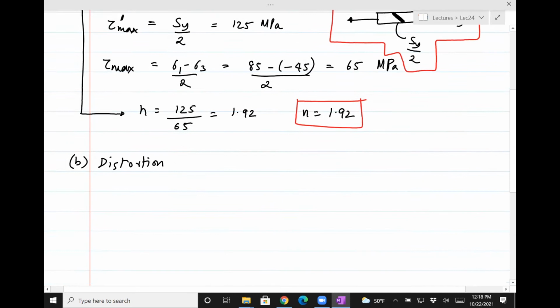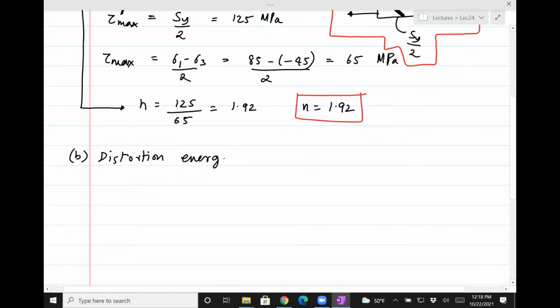So let's do the distortion energy theory.